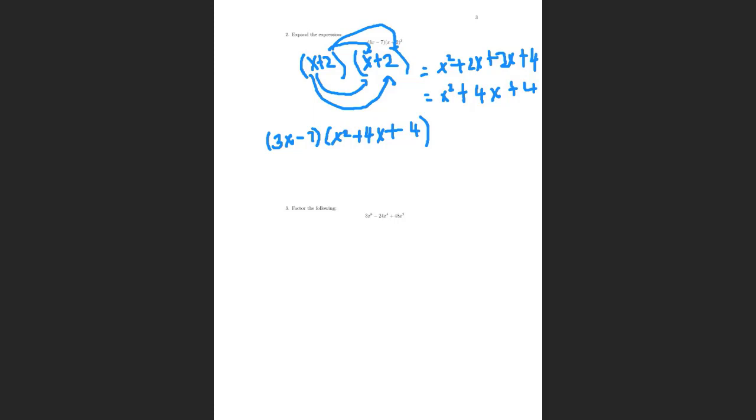You're going to want to multiply in the same way I was showing earlier. You want to do the first term here, then you want to go here, then you want to go here, then you want to take the second term and go to all three, and sum up all of those results. So 3x times x squared is 3x cubed. 3x times 4x is plus 12x squared. And then 3x times 4 is plus 12x. And then you have a minus 7 times x squared, which is a minus 7x squared.